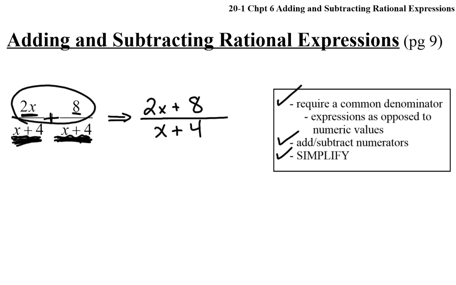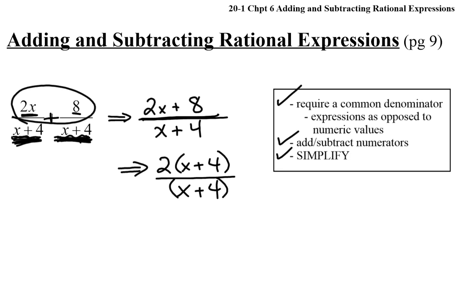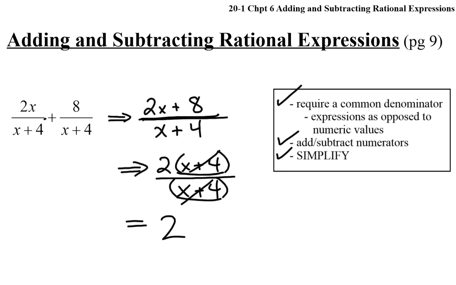Why are we not finished? Because we always need to simplify, which was one of the first processes we did in this unit. How do we simplify? Well, if you recall, we always want to factor our numerator and denominator. Numerator can have a 2 factored out, which leaves us with x plus 4. And we still have the x plus 4 in the denominator. So I have a common factor of x plus 4 and an x plus 4. Those will cancel. So we're left with a value of 2. So our initial question of 2x over x plus 4 plus 8 over x plus 4 equals 2.